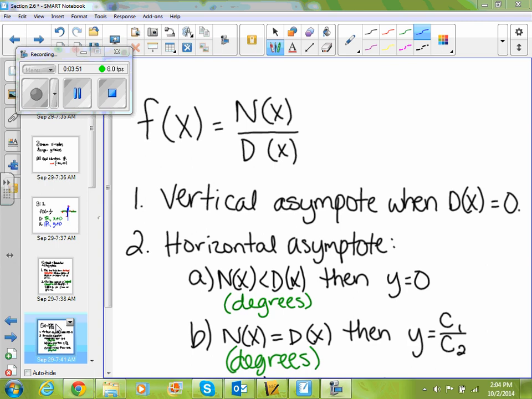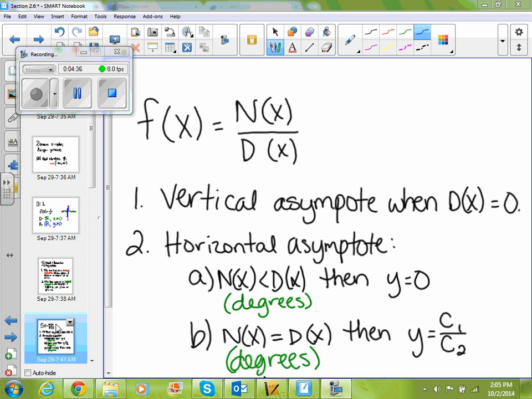Okay, so if we're given the function f of x equals n of x, some numerator function, over d of x, some denominator function, then we know, number one, that it has a vertical asymptote when d equals 0, when the denominator equals 0. And that's because we can never divide by 0. Okay? We also know, number two, that it has a horizontal asymptote when your degree of n of x is less than your degree of d of x. And that horizontal asymptote is going to be at y equals 0.